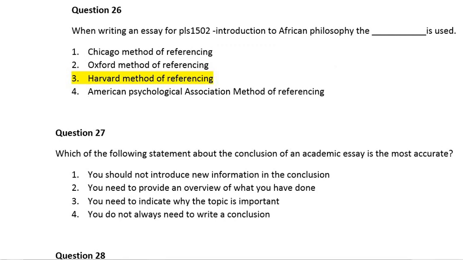Question 27. Which one of the following statements about the conclusion of an academic essay is the most accurate? Number 1, you should not introduce new information in the conclusion. Number 2, you need to provide an overview of what you have done. Number 3, you need to indicate why the topic is important. Number 4, you do not always need to write a conclusion. So guys, here the correct answer is number 1, which is you should not introduce new information in the conclusion.